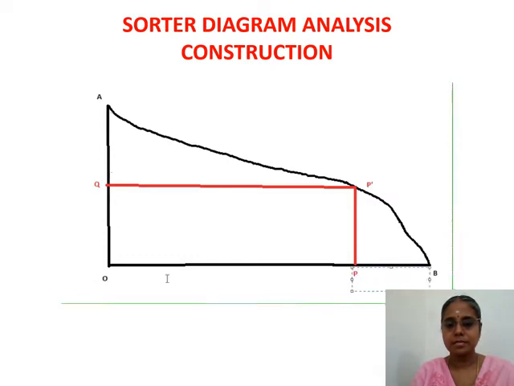Here. Now take 1 by 4 OP. You are putting a point 1 by 4 OP which is K. 1 by 4 OP is OK. From there, you are drawing a perpendicular K dash to, you are drawing a perpendicular K dash to OB.